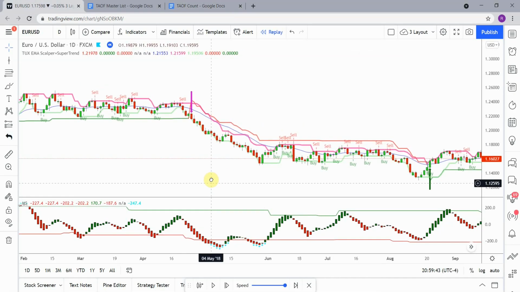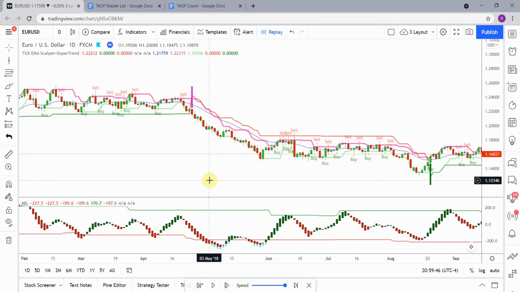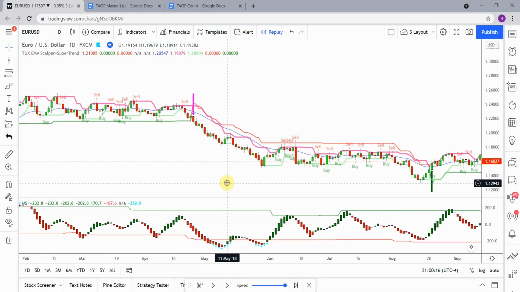Alright, so today we will be testing another trading strategy, like we do one each week. This one consists of 2 different indicators. One is called the Tux EMA Scalper and Super Trend. The other one is the MS indicator. You can see it here down on the bottom of the screen. Now I'll put links to both these indicators down below in the description so you can easily find them. I forget what the actual name of the MS indicator was, but I couldn't find it under the MS. It's under something else. Nonetheless, back to the strategy here.